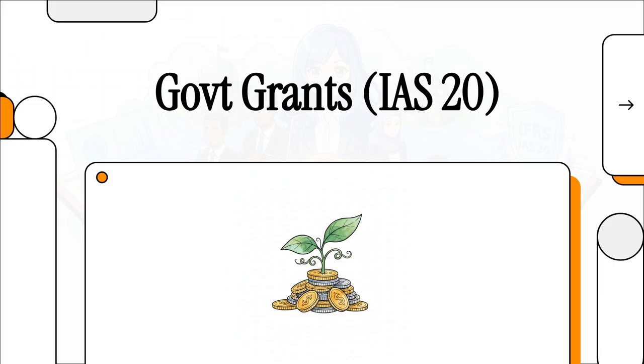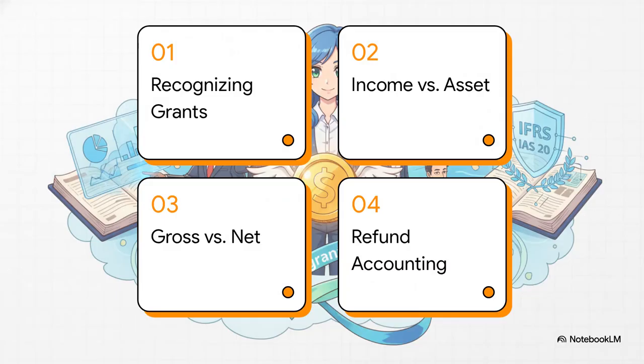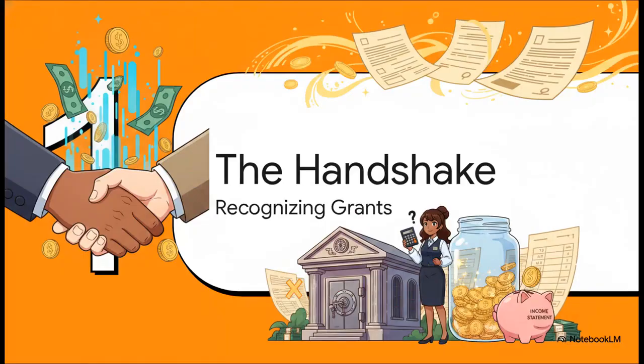Today, we're tearing into the notoriously dense accounting rules of IAS 20, and we're going to track the entire life cycle of a government grant from start to finish. If you've ever found yourself totally lost in the weeds of deferred income and net asset presentations, don't worry, we're going to break this all down logically together. Okay, let's dive right in. Here's our roadmap for today: recognizing grants, sorting income versus asset grants, choosing between gross and net presentation, and finally, accounting for refunds.